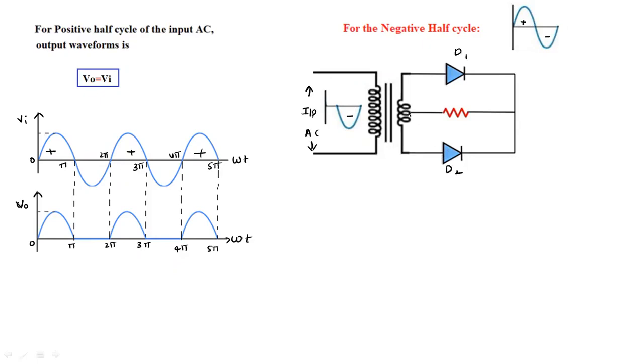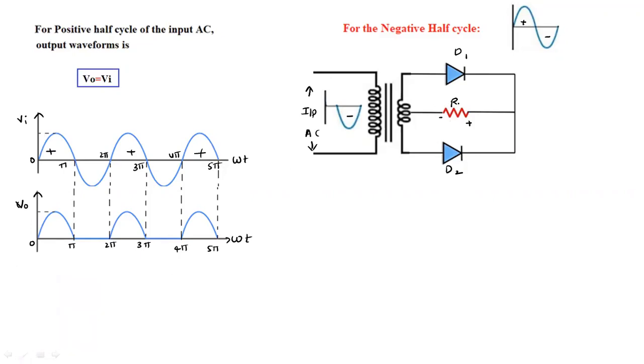As it is a center tapped full wave rectifier, we are taking the load resistance tapping at the center of the transformer here. It is a negative terminal, it is a positive terminal, and it is called RL. Sorry, here we will take RL at the outside.